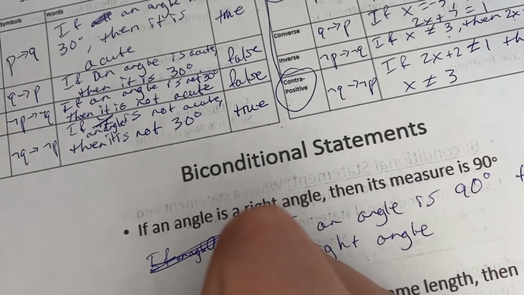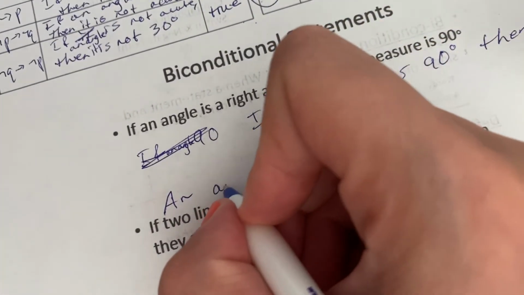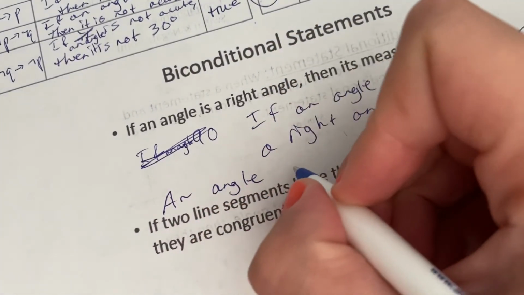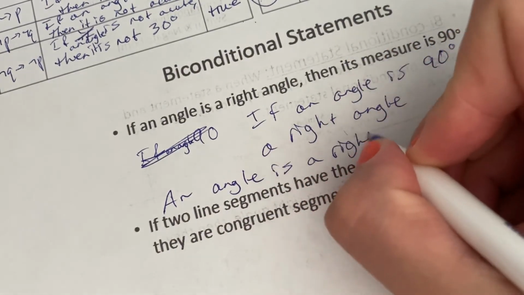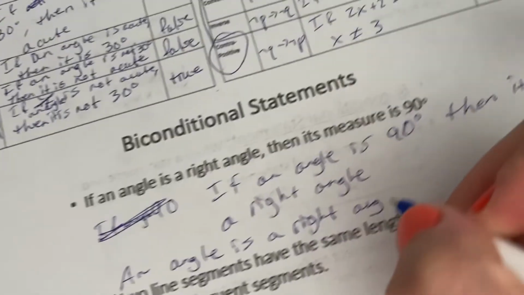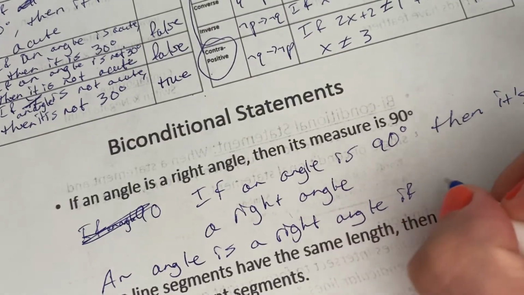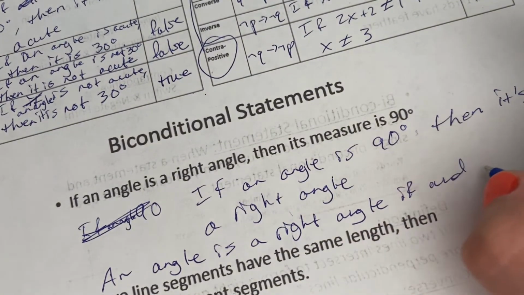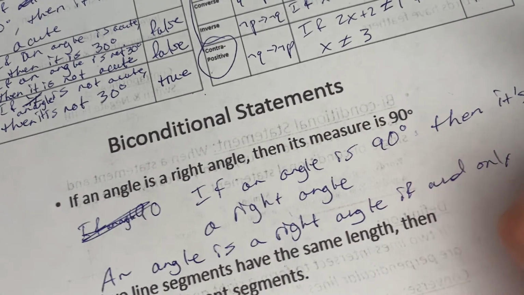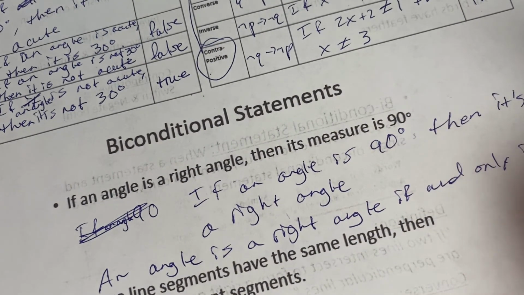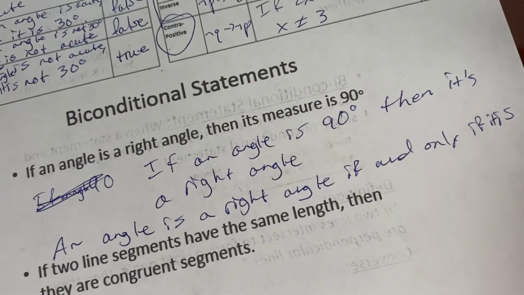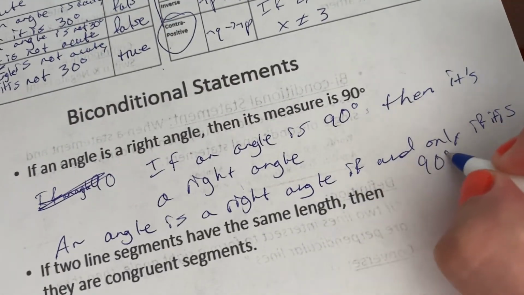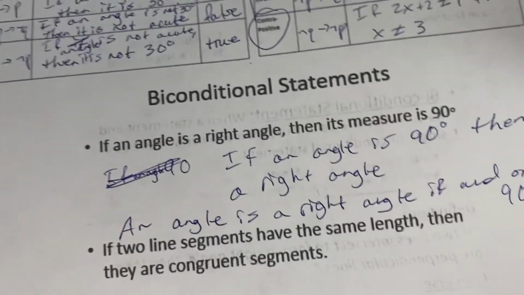We can rewrite these as: an angle is a right angle if and only if it is 90 degrees.